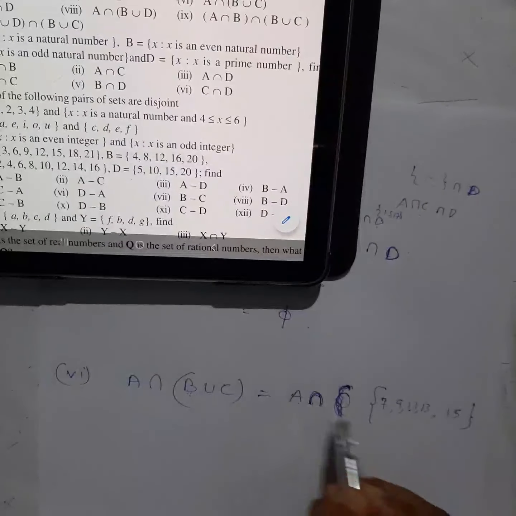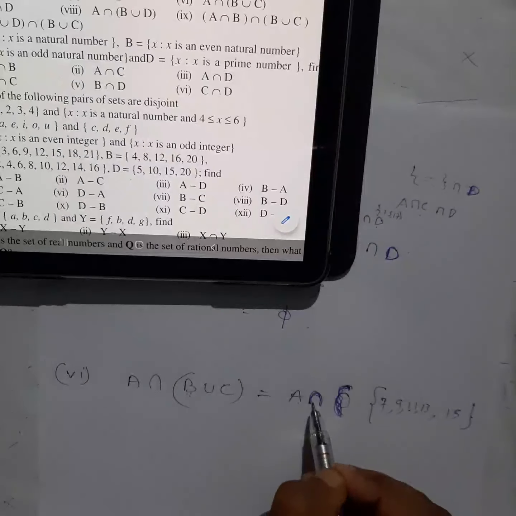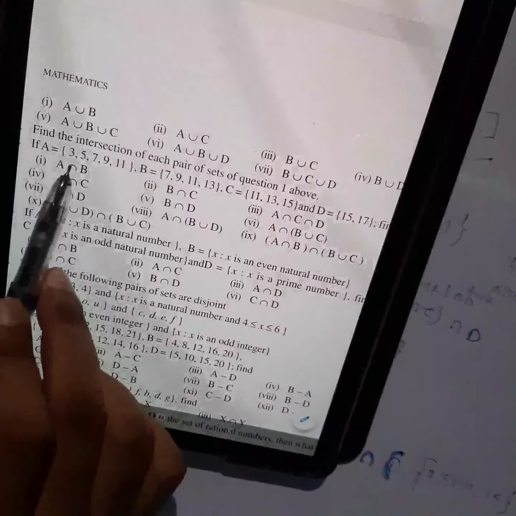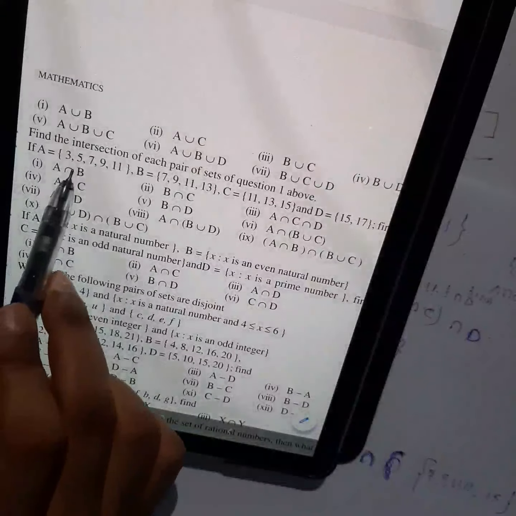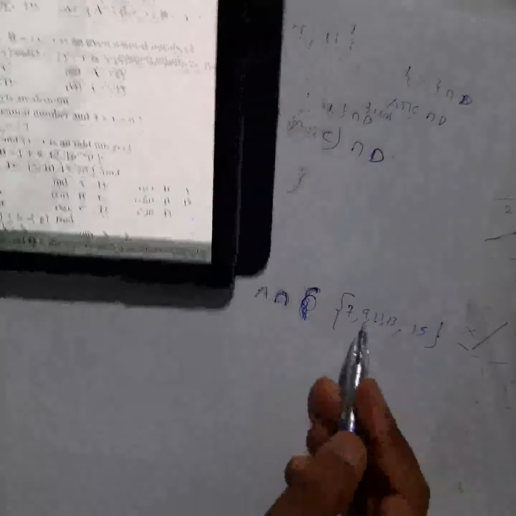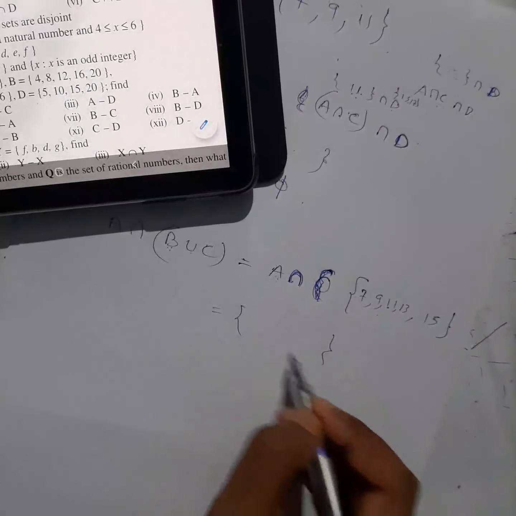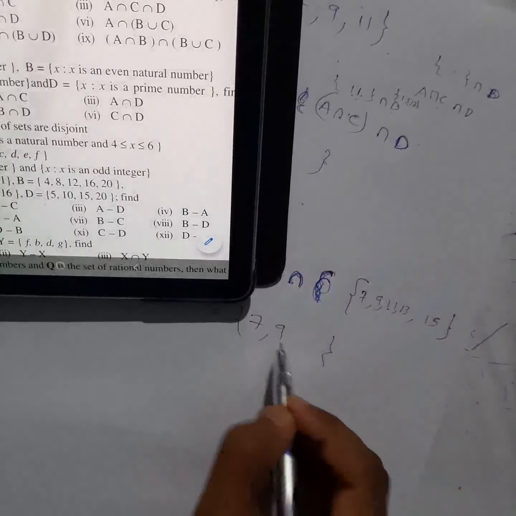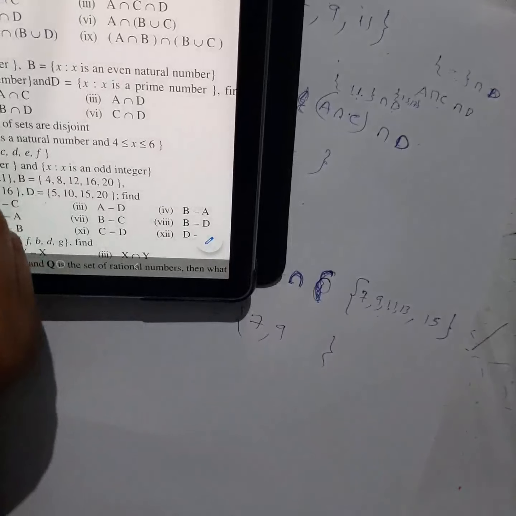Now I have to find A intersection this. Means common element between set A and this set. Set A, what are the elements? 3, 5, 7, 9, 11. So 3, is it common? No, 3 is not there. 5 is not there. 7 is there, so this will give you 7. Next, anything common? 9. 9 is there. Next, 11 is there in A.